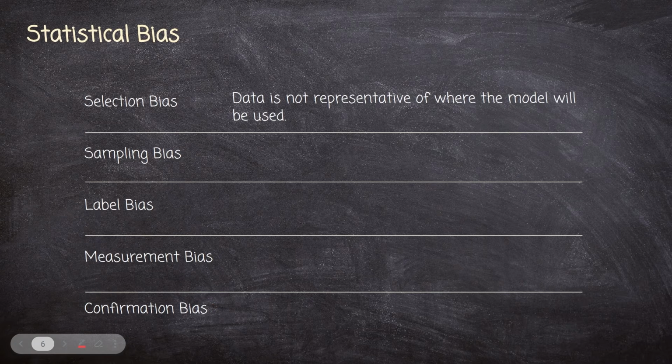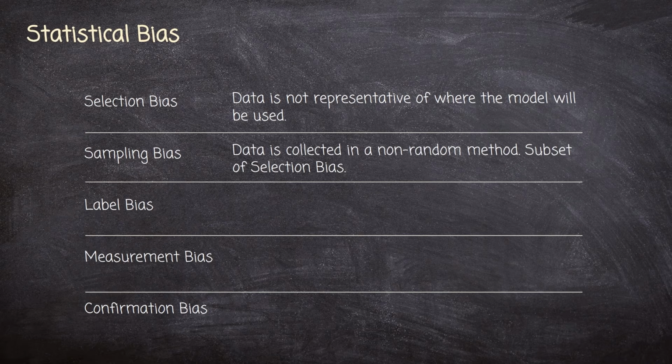So the first one, selection bias, is when the data that we happen to have chosen is not necessarily representative of how things work in the real world or how the model will be used in the real world. And so you can see that would definitely introduce some error in our expected outcome.